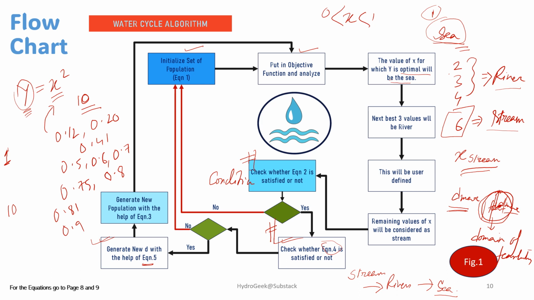And then you have to repeat: generate the new position of population, the new value of x, and before that you have to generate a new Dmax. So this is more or less what our water cycle algorithm is. In the next step, I will demonstrate it and explain the equations.